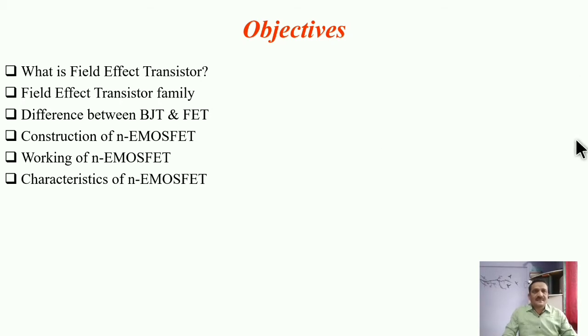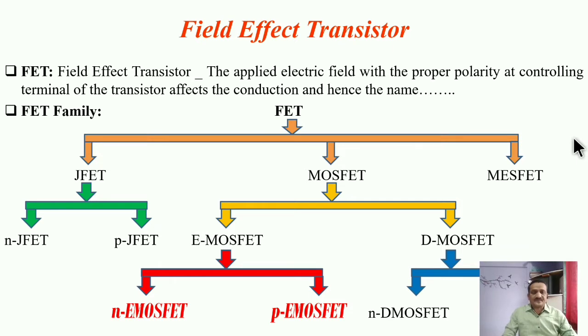First of all we'll see what the FET family is, and why it is known as a field effect transistor. The name is given because of the applied electric field, which you already studied in our prerequisites. The electric field applied to the gate terminal of these transistors affects or controls the conduction of the device, and that's why it is known as field effect. So the applied electric field with the proper polarity at the controlling terminal of the transistor affects the conduction, and hence the name field effect transistor.